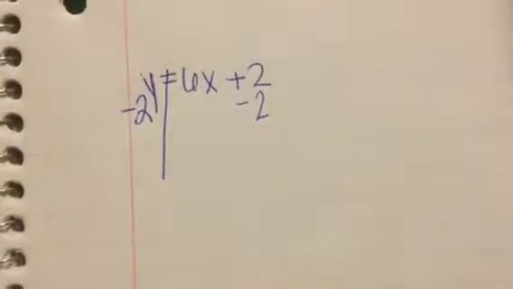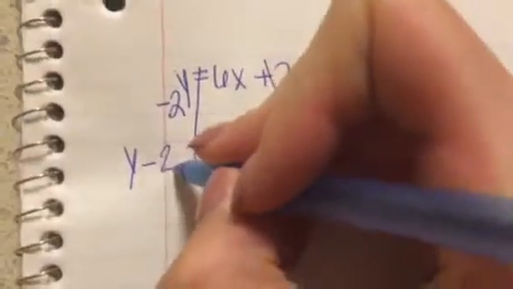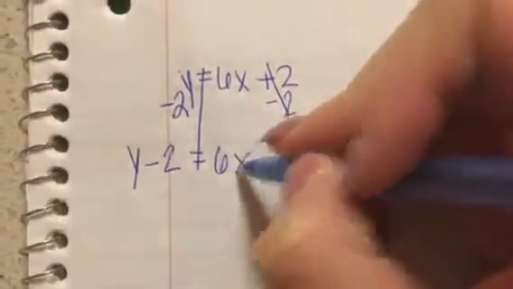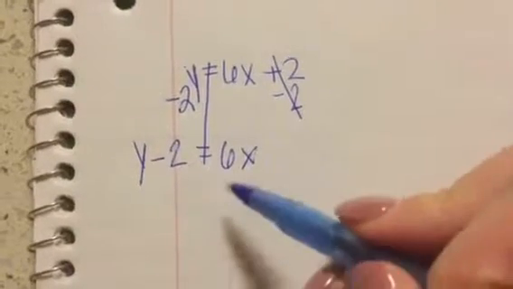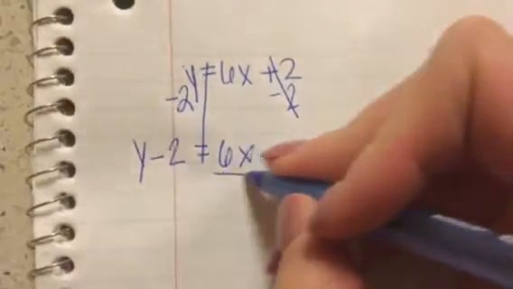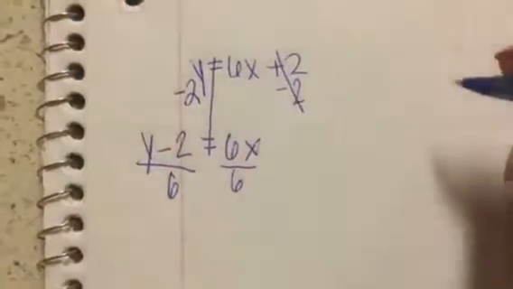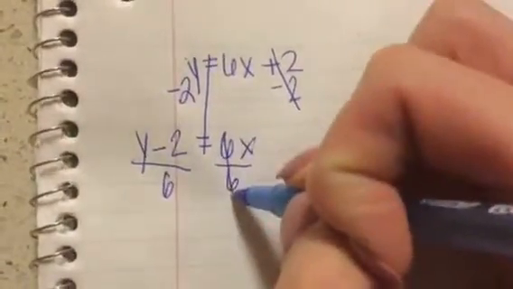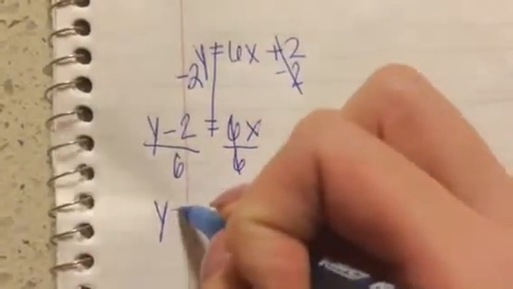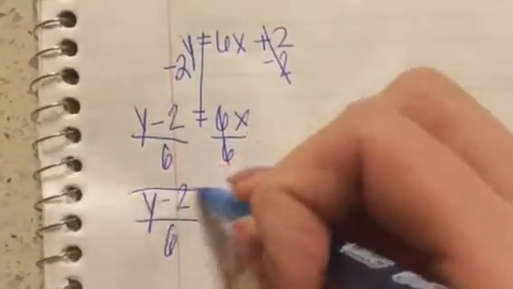Whatever I do to one side, I have to come over and do to the other. I have 2 take away 2, which gives me 0. Now on my left side, I'm left with y minus 2 equals 6x. Now I have to get rid of this 6 that's being multiplied, because two things next to each other is multiplication. The opposite of multiplication is divide, so I divide both sides by 6. My 6's on the right side cancel, and I'm left with my final answer, which is y minus 2 divided by 6 equals x.